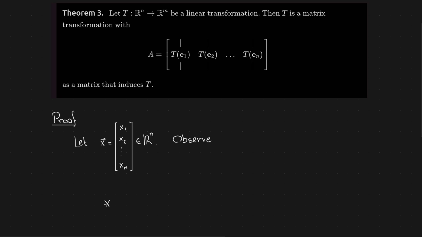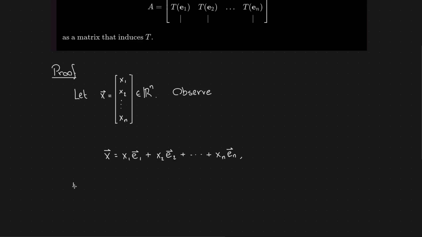Observe that vector x is equal to x1 times vector e1 plus x2 times vector e2, and so on, all the way to xn times vector en, where e1 to en is the standard basis of Rn. This shouldn't be a surprise. We are aware of this.